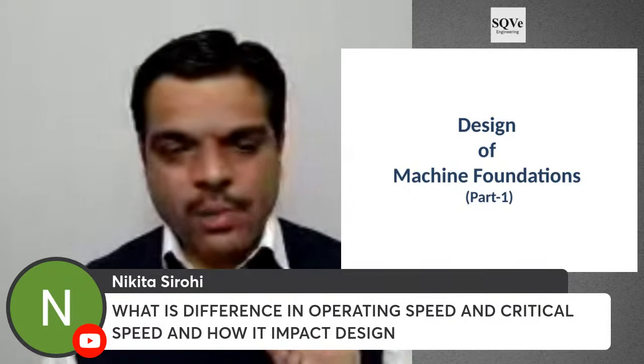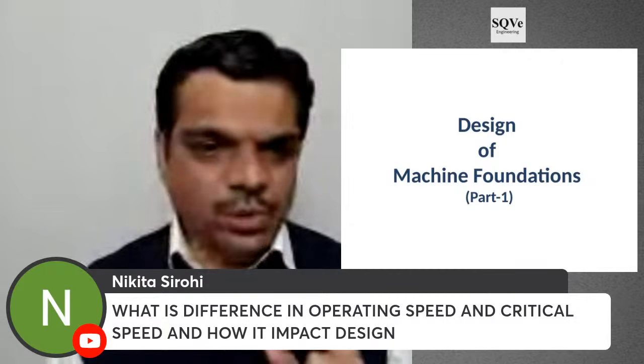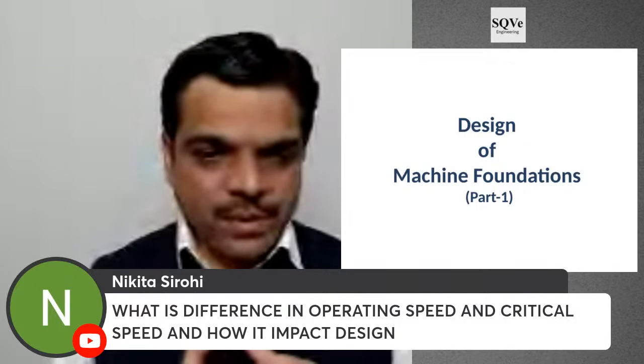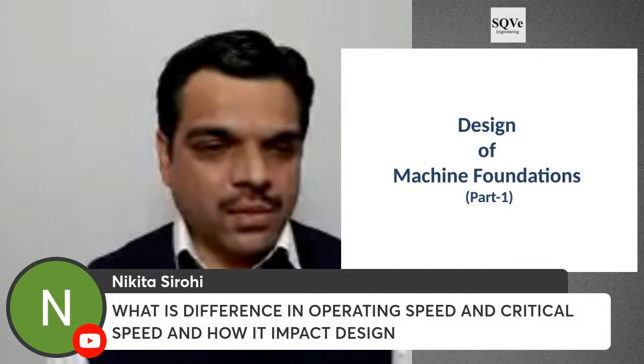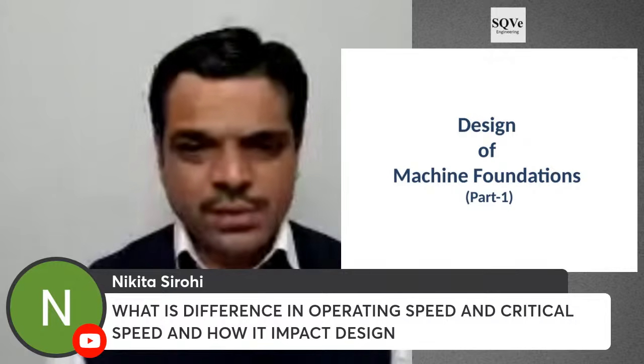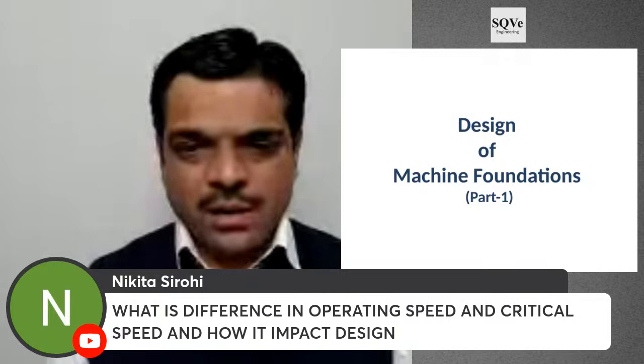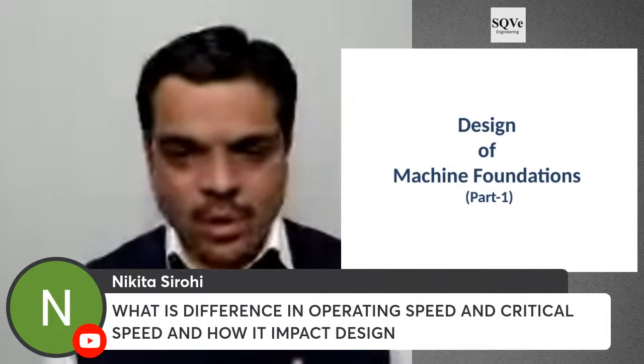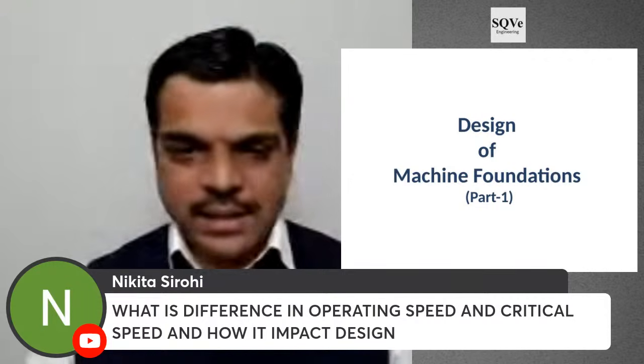So as far as operating speed is concerned, we have to take a difference of 20% from that region, and generally for the critical speed also we consider a difference of 20%. So for us, both speeds will be identical. We should have our natural frequencies away from the operating speed as well as from the critical speed.